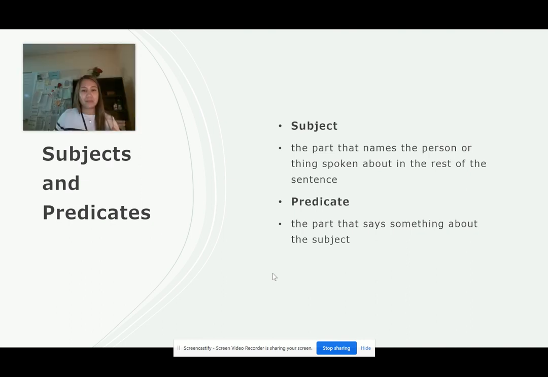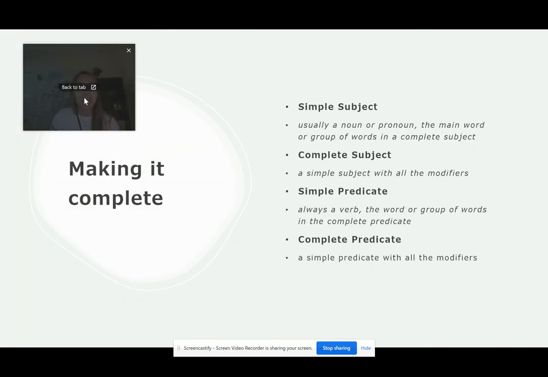Okay, next. Making it complete. How do we write a complete subject? Okay, a simple subject is usually a noun or pronoun, the main word or group of words in a complete subject. Okay, so a simple subject is simply the topic. Okay, it's a noun, a name of a person, place, or thing, or it could be a pronoun, I, you, me, those are the pronouns that is being talked about in the sentence.